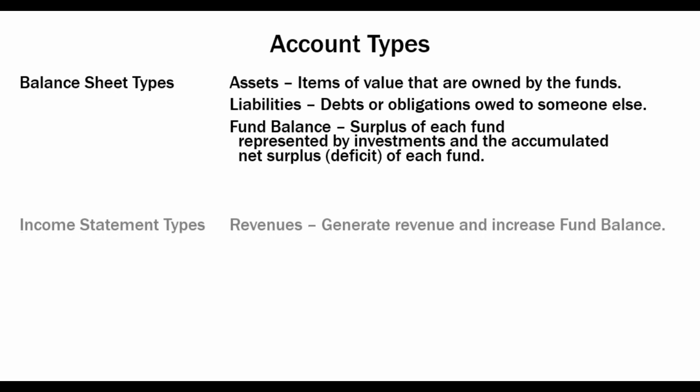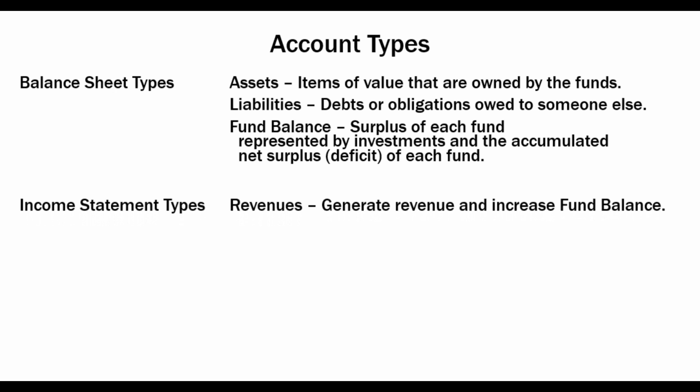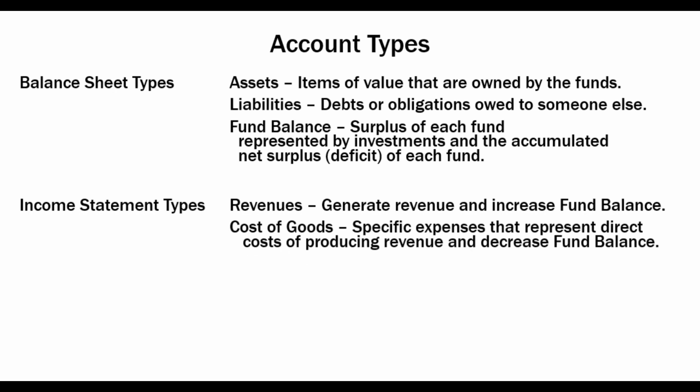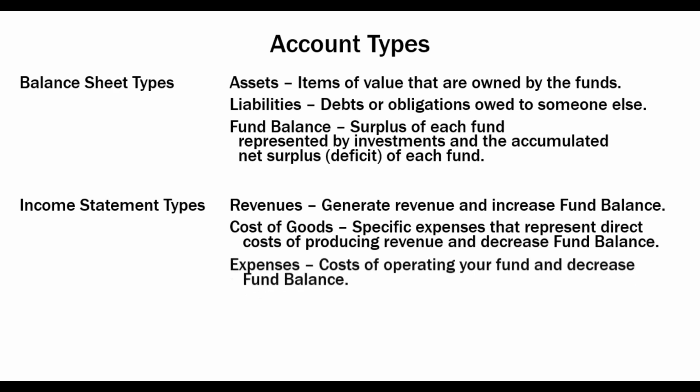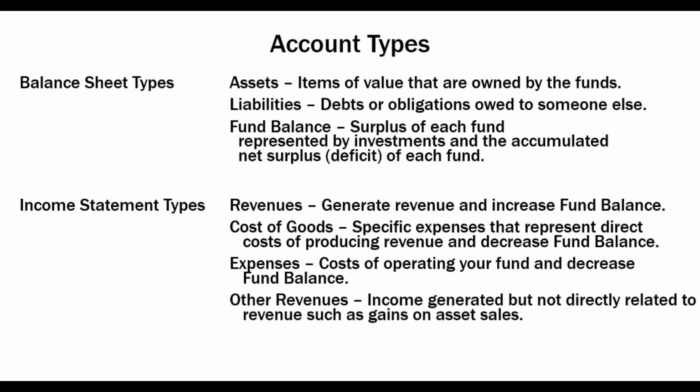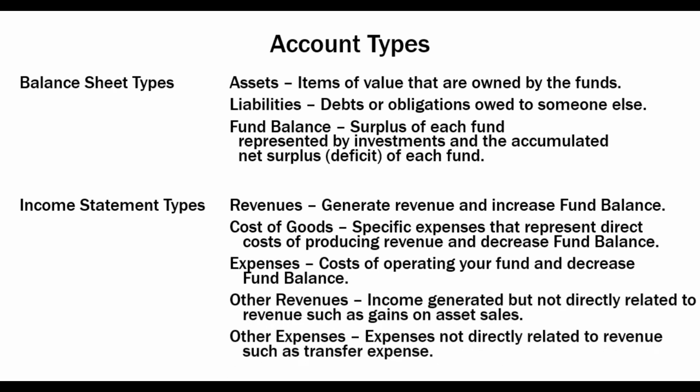And then the income statement account types begin with revenues, which are the different ways you generate revenue in the different funds, and they increase fund balance. Your cost of goods are the specific expenses that are directly related to producing that revenue. And expenses are the costs of operating each fund. Other revenue and other expenses are income and expenses not directly related to the revenue that each fund is doing, such as gains on asset sales for revenue and transfer expense for other expenses.